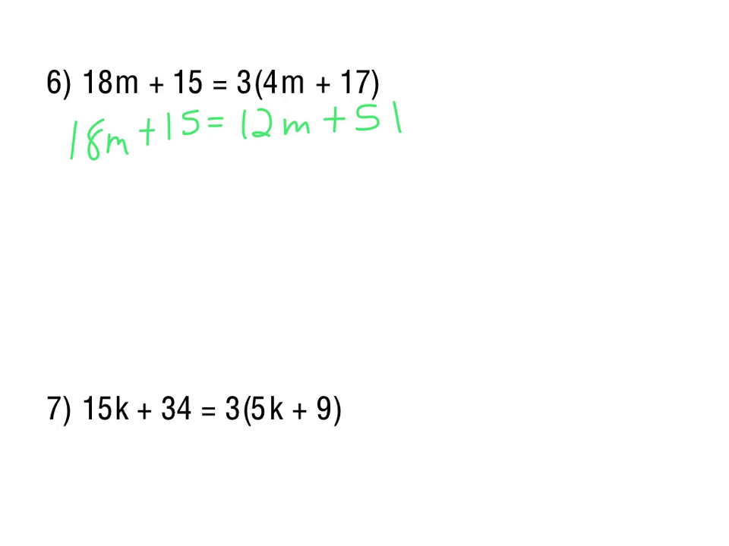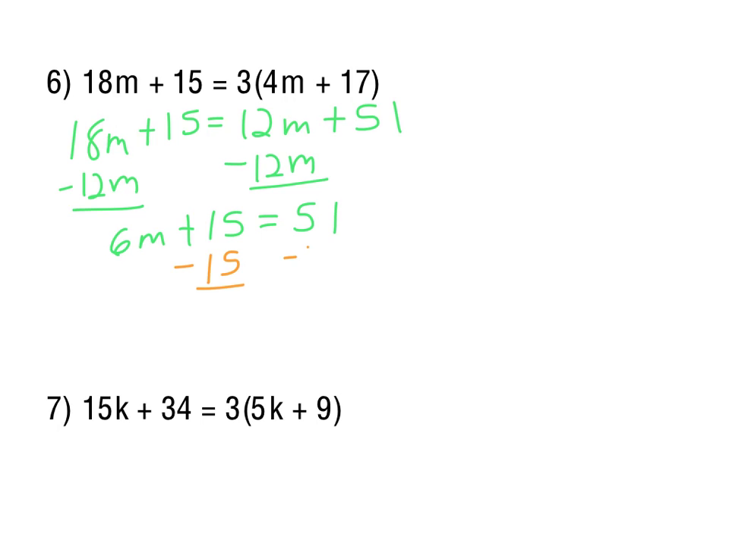So this one, right away, you can tell it's going to be conditional because the variables do not cancel out. We get 6m plus 15 equals 51. From there we would subtract the 15 from both sides. It's kind of strange how we get the 15 and the 51 there. And we end up with 6m equals 36.